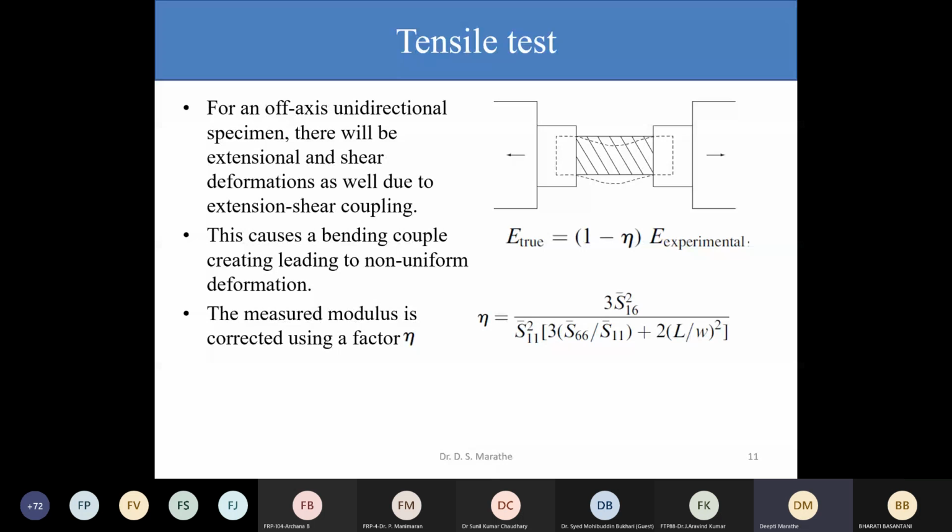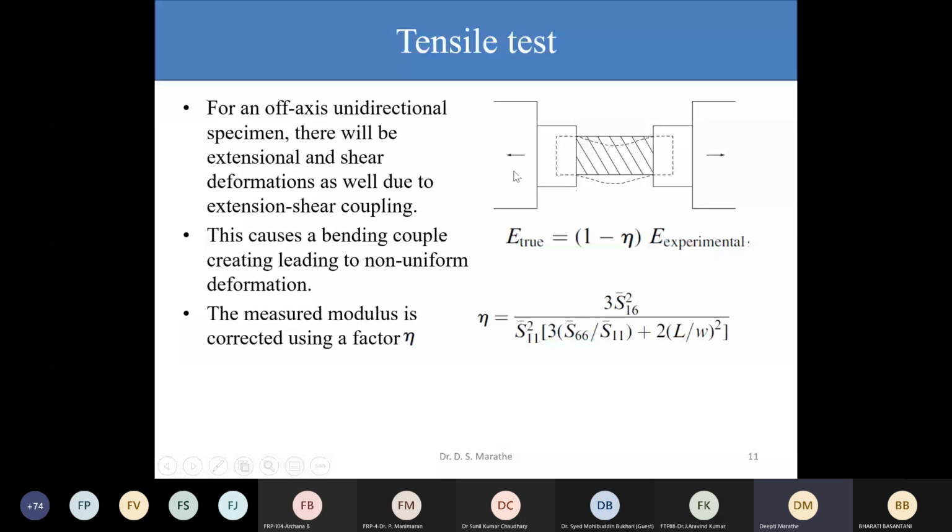Now, by now you know that whenever there is going to be some angle in the laminate, then naturally I'm going to have the values of S16 and S26. Whenever S16, S26 exist, as you have studied in the lecture in macromechanics, there is going to be a coupling between extension and shear deformation. With this coupling, there is not going to be just pure extension of the sample, but there is going to be some bending and twisting of the sample, which is going to lead to completely non-uniform deformation of the sample.